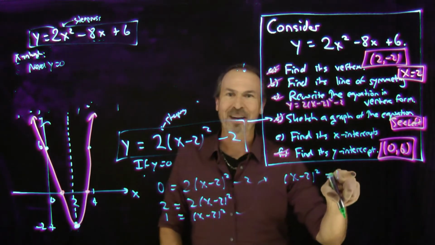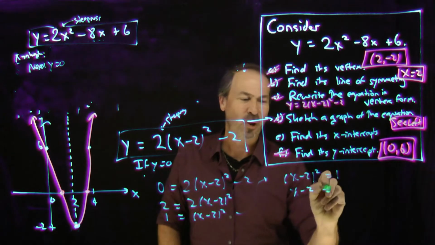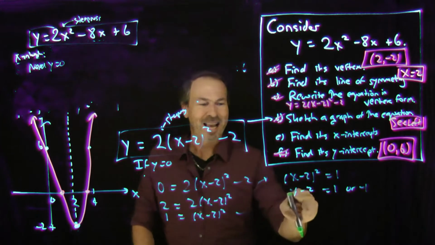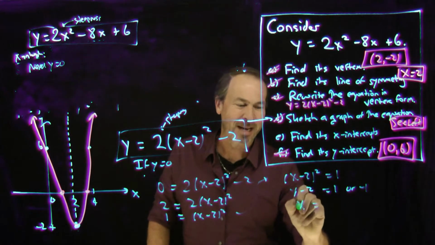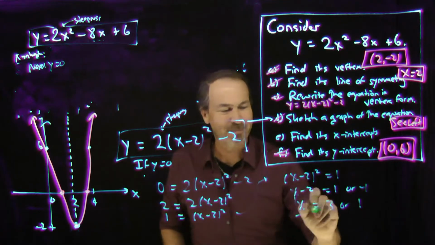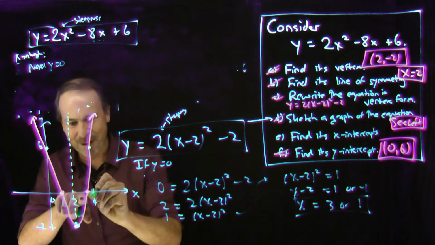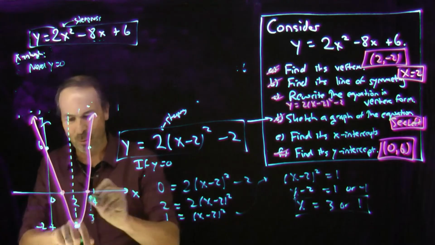Something squared is 1. This is like the box method. Something squared is 1. My something better be 1 or negative 1. Add 2 to both sides. X better be 3, or negative 1 plus 2 is 1. These must be the x-intercepts. Does that look believable? X could be 3. I bet it must be 3. And x could be 1.